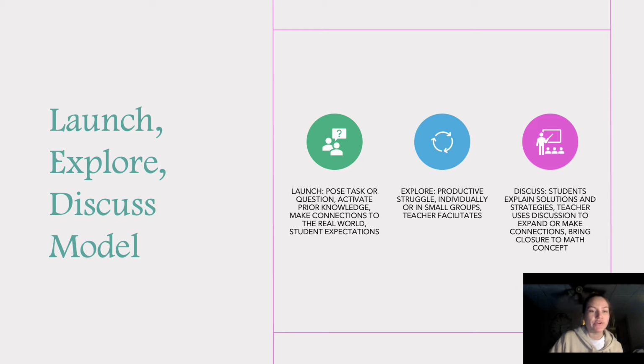So the first model I'm going to talk about is the Launch, Explore, Discuss model. You first go into Launch, which is about 5 minutes long, and that's when the teacher is going to pose a task or a question, activate prior knowledge for the students, make connections to the real world, see what's relevant in the problem that they are going to solve, and give them their expectations for this problem.